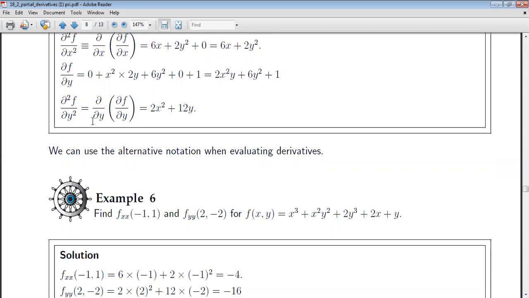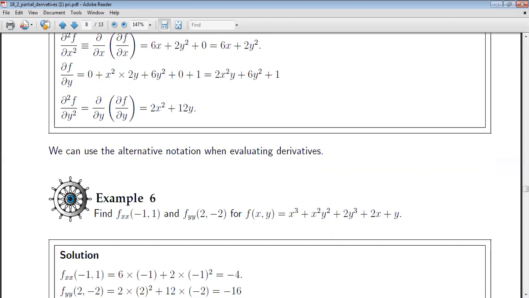Similarly, what is del square f del y square in the last example? 2x square plus 12y. In that line, you have to replace x by 2 and y by minus 2. What is the result then? 2 square is 4, 8. 8 minus 24. That is what? Minus 16. So minus 4. Sir, it's 16. No, its answer is minus 16.